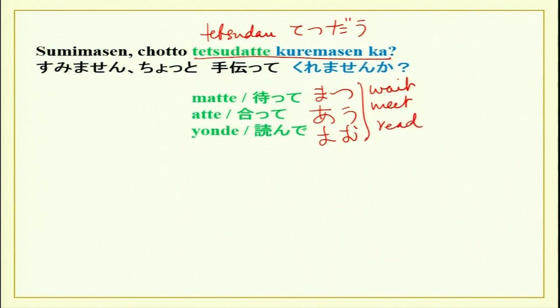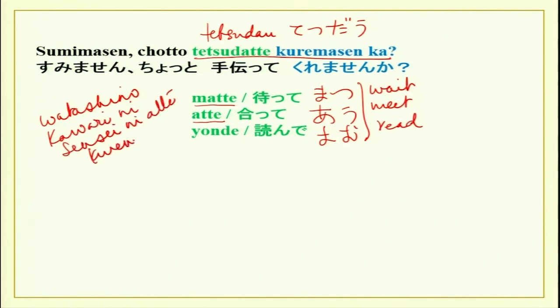So you can say sumimasen chotto matte kuremasen ka, please will you wait for a minute for me, or sumimasen chotto sensei ni atte kuremasen ka, please will you go and meet sensei, or you can say sumimasen chotto watashi no kawari ni sensei ni atte kuremasen ka, please will you go instead of me and meet sensei.